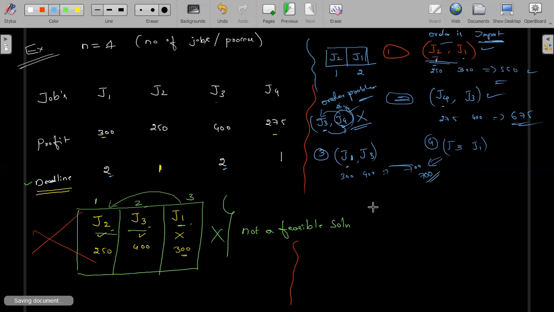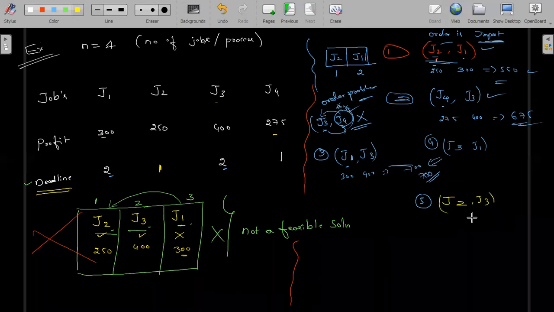Again, let's take the fifth one. Fifth example we are going to see. Check with this J2, J3. J2 first month. Okay, no problem. Again, J3, second month. No problem. What are the profits you are going to have in total? J2 will get 250. Again, J3, 400. Okay, 650. You're going to get 650.